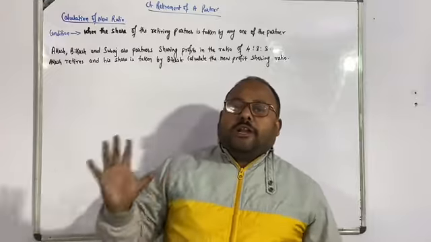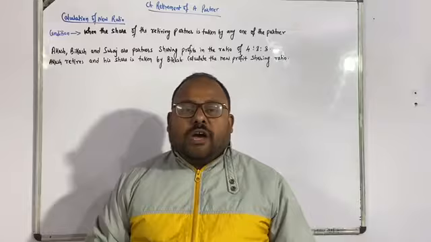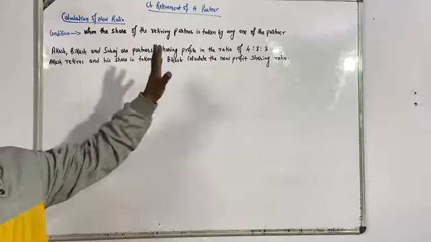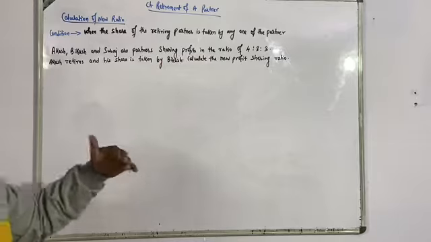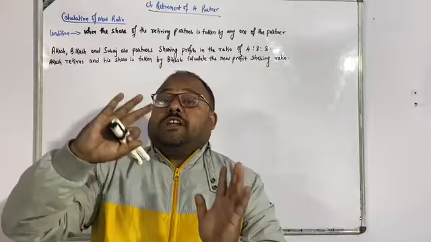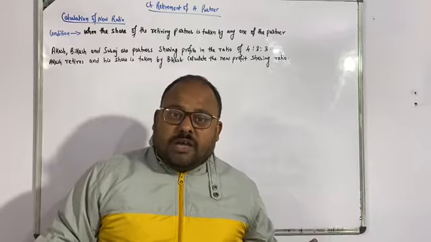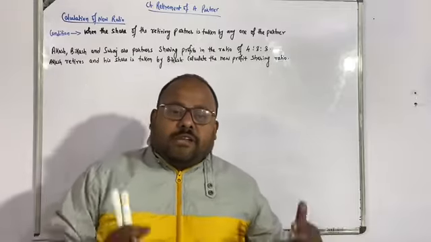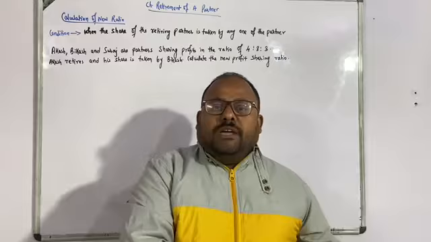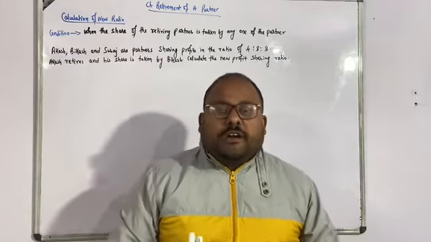Today we are going to continue with the same topic, retirement of a partner, and here we are going to see the calculation of the new ratio when a partner is retiring. That means a partner is retiring and his share is taken by any one of the partners. Suppose A, B and C are partners. Say A is retiring and in that case A's share is taken by, say for example, B or C, any one of them is taking the share of the retiring partner.